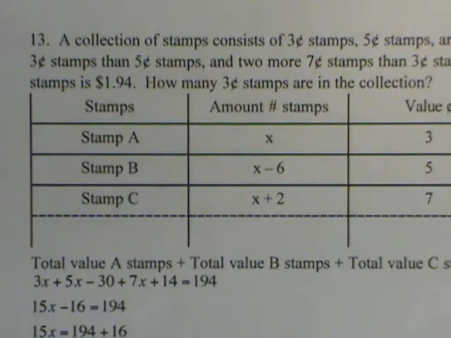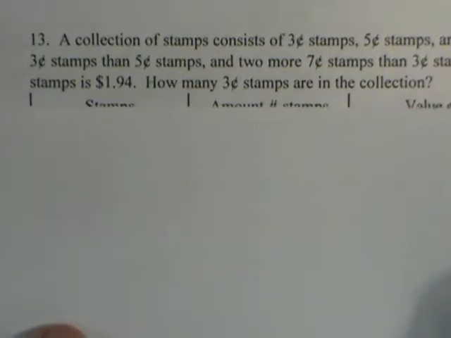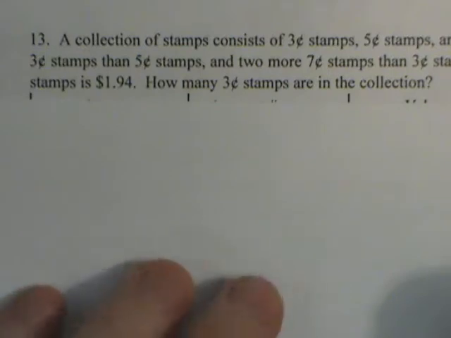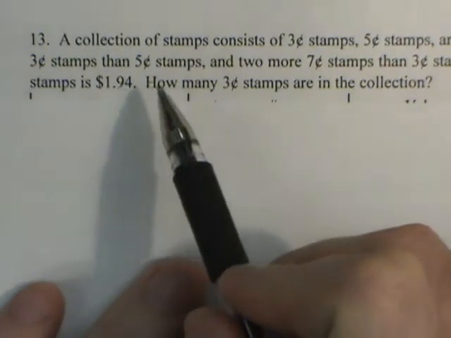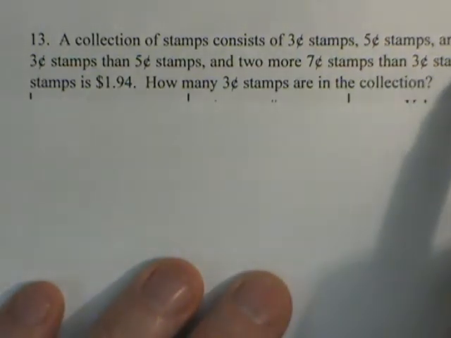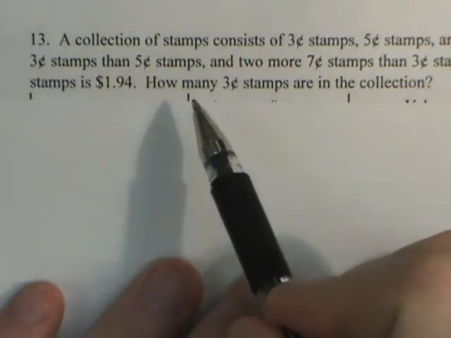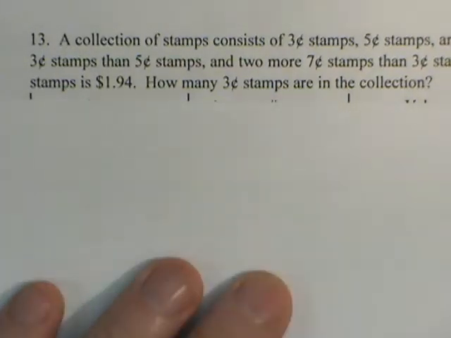Second example for coin and stamp problems. This one's going to be dealing specifically with the stamps, and I'll read it and show you how we set these things up. It says a collection of stamps consists of 3-cent stamps, 5-cent stamps, and 7-cent stamps. There are 6 more 3-cent stamps than 5-cent stamps, and 2 more 7-cent stamps than 3-cent stamps. The total value of the stamps is $1.94. How many 3-cent stamps are in the collection?